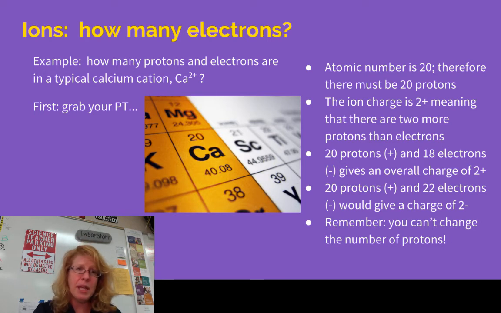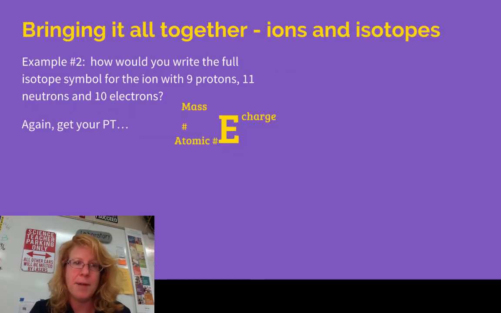So again, big key here is always start with the number of protons. You can't change that, given to you by the atomic number, and then kind of figure out how many electrons does it have to be, kind of play with the numbers, guess and test if you need to, to give you the charge of that particular ion.